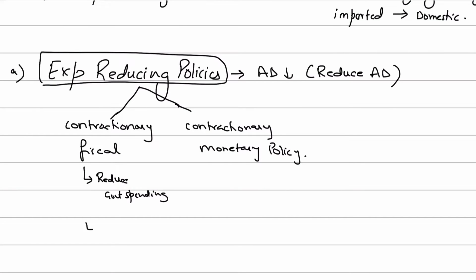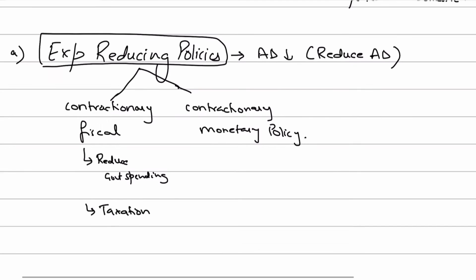And the other way that the government could reduce the amount of AD through contractionary fiscal policy is to increase the amount of taxation in the economy, right? Increasing taxation involves increasing your income taxes, increasing your corporate taxes, and increasing your indirect taxes like VAT and general sales tax as well.